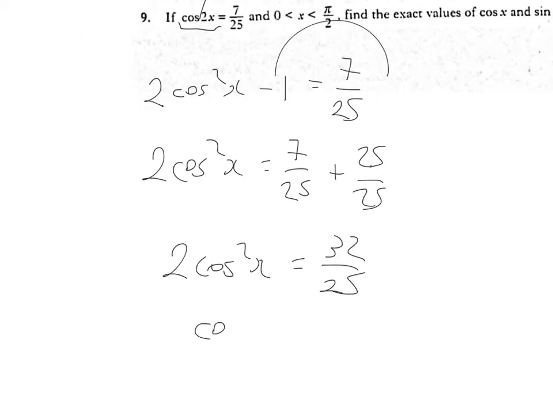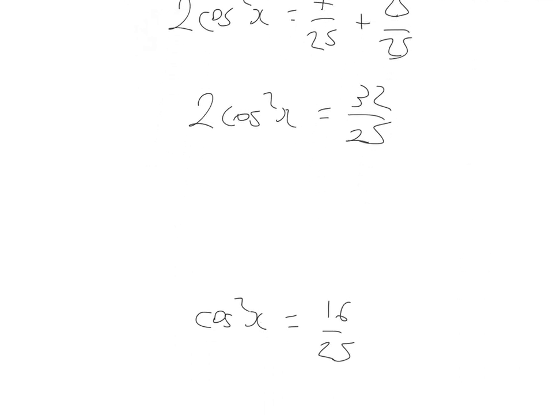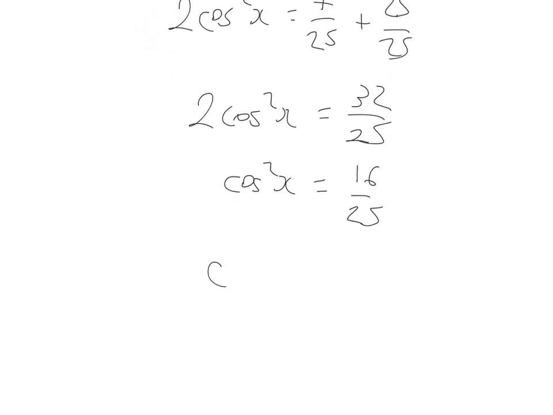I'm then going to divide that by 2. So 32 25ths divided by 2 is 16 25ths. For cos x, I then take the square root. So square root of 16 over 25, square root of top and bottom gives me 4/5. So that's my value for cos x.